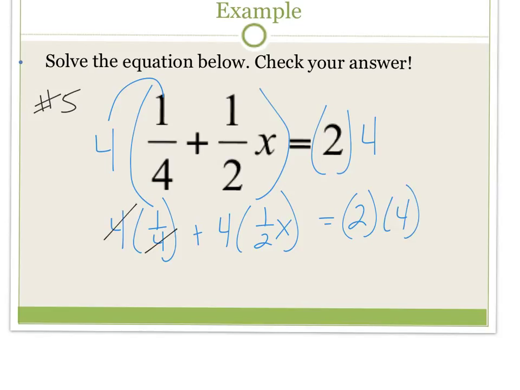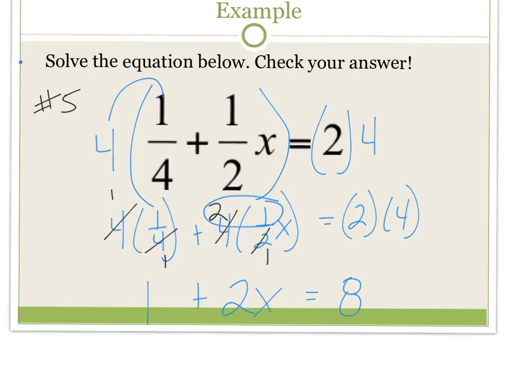These cancel. So I have 1 plus, again canceling, 2 goes into 2 once, 2 goes into 4 2 times. So I'm going to look at 2 times 1 is 2x, there's a 1 denominator, equals 8. Now I have a problem I can solve.